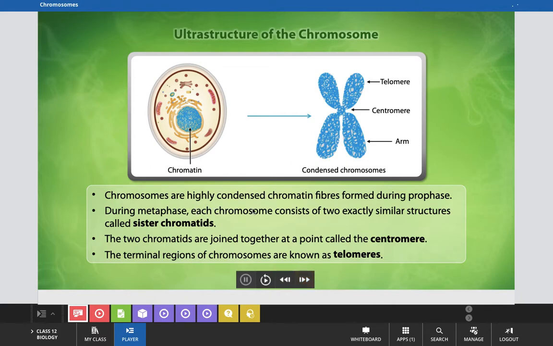Chromosomes are highly condensed chromatin fibers formed during prophase, and during metaphase each chromosome consists of two exactly similar structures known as sister chromatids. These two, one this and one this, which are joined at the centromere, are known as sister chromatids. The two chromatids are joined together at a point called the centromere. And the terminal regions of the chromosome are known as telomeres.